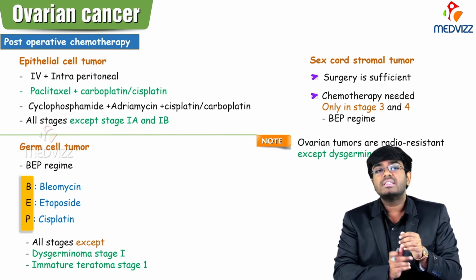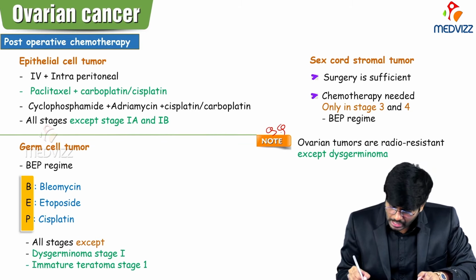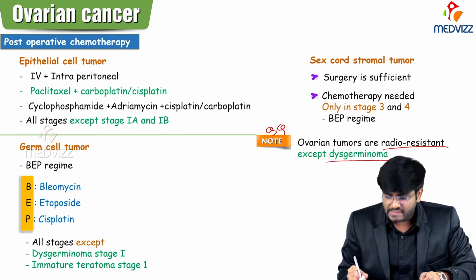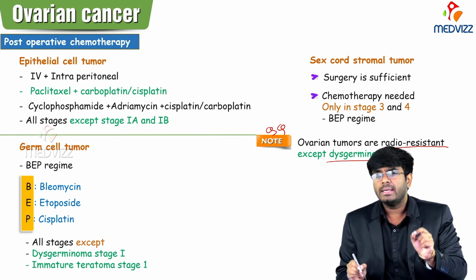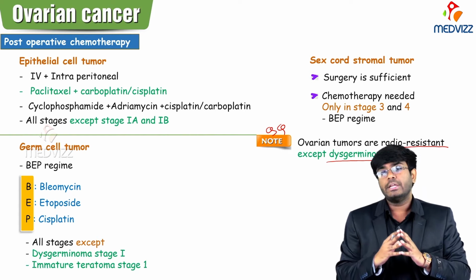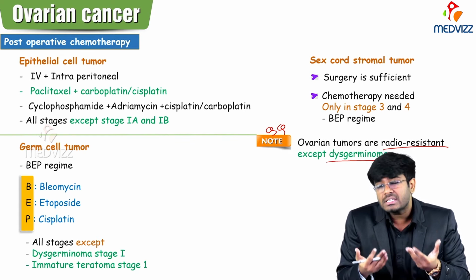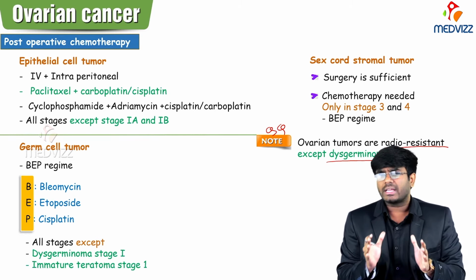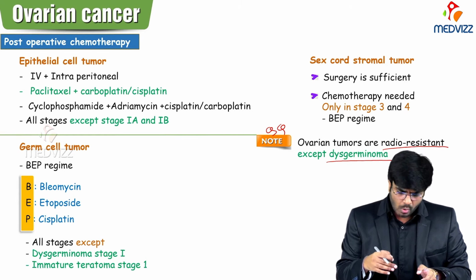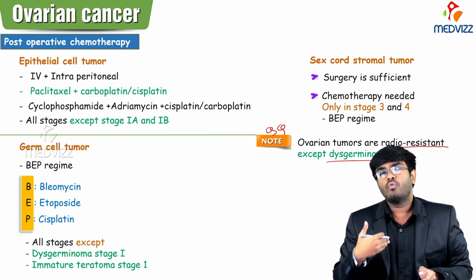Why? Because please note that ovarian tumors are radio resistant, except dysgerminoma. There also we have discussed. Dysgerminoma is the only germ cell ovarian tumor which is highly radio sensitive. But the rest of the ovarian tumors are mostly radio resistant. So we are not doing radiotherapy here, but chemotherapy. Now, what type of chemotherapy? It depends on the type of ovarian tumor.